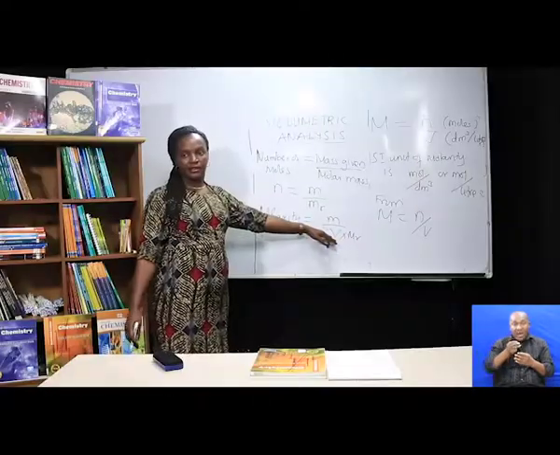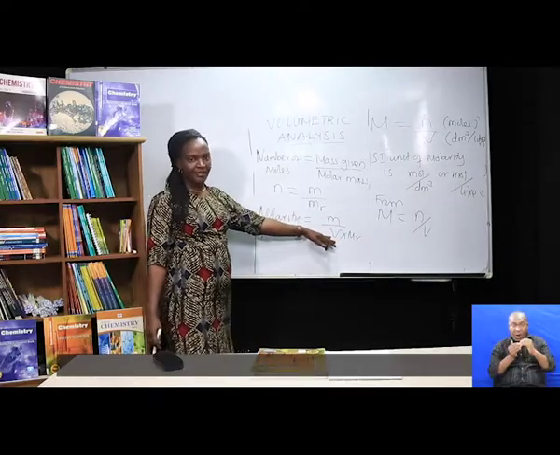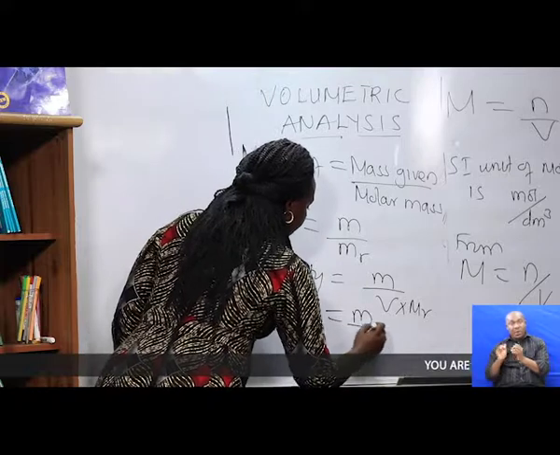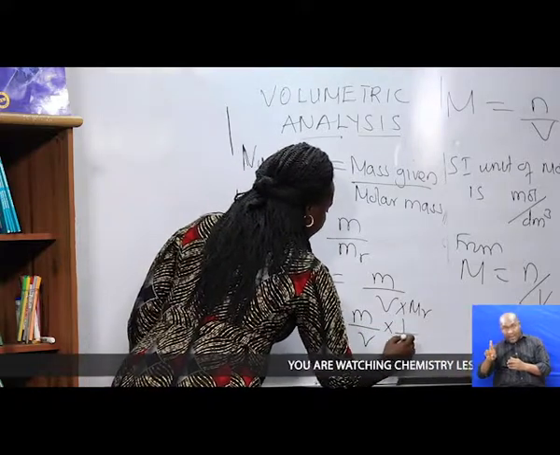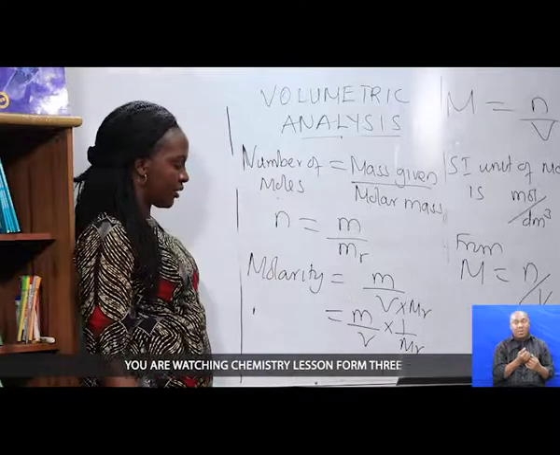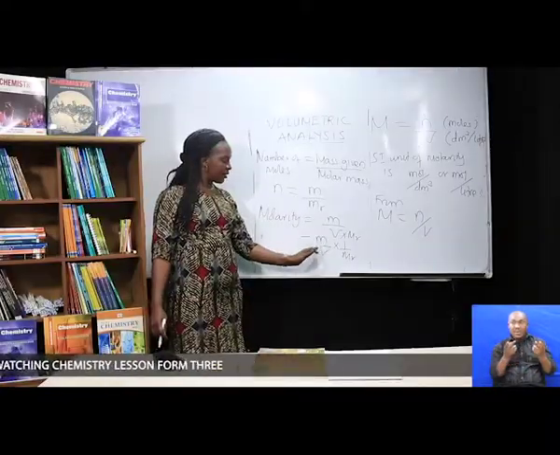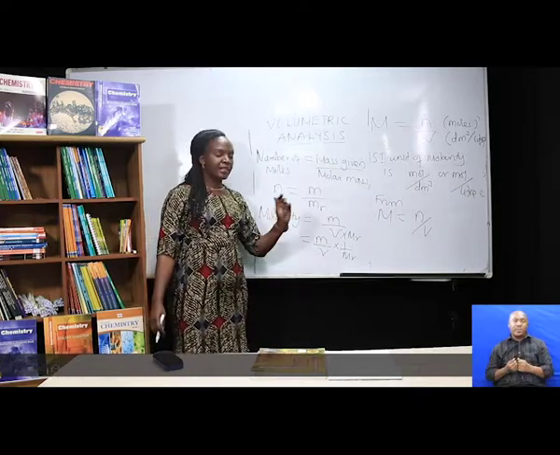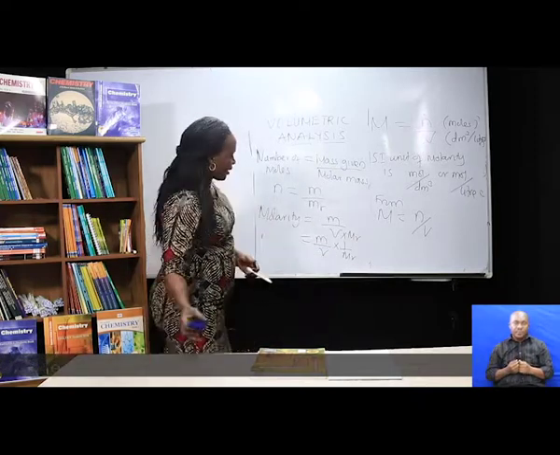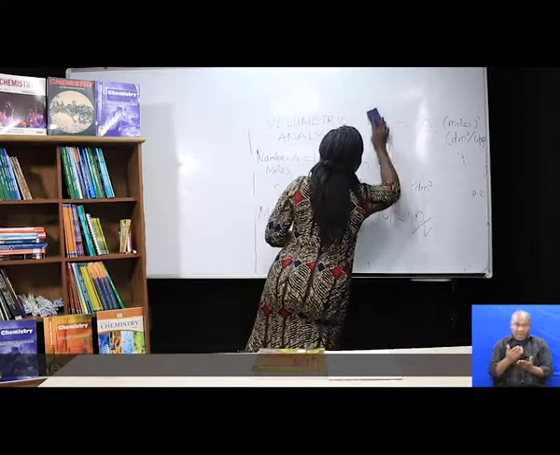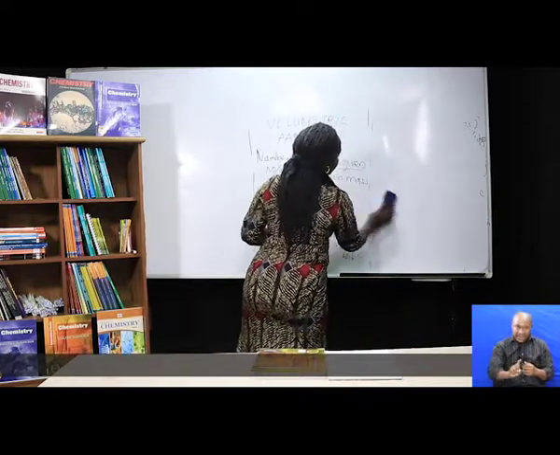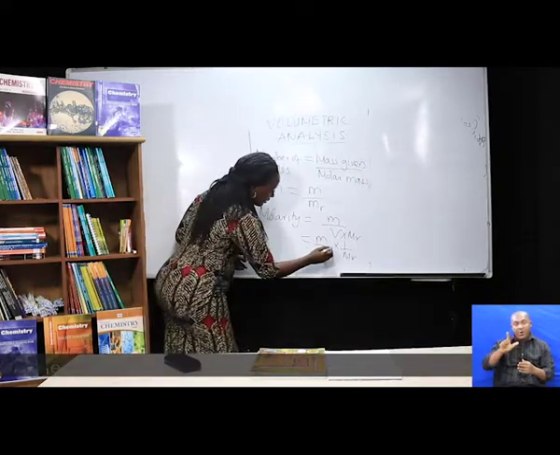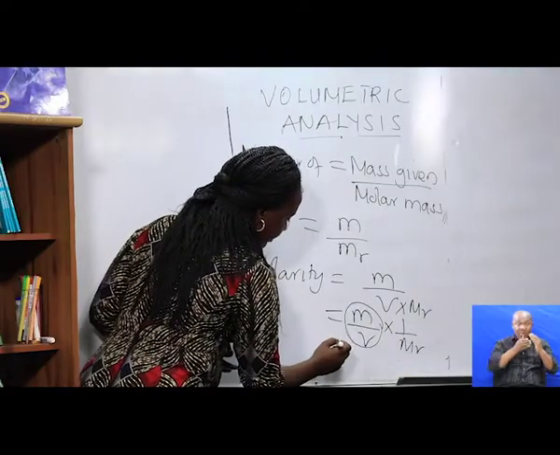I guess in mathematics this is correct. Therefore, mass over volume times 1 over M_r is still correct, because mass over volume times 1 over molar mass is the same as mass over volume times molar mass. Therefore, what is mass over volume? It is mass concentration. Mass over volume represents concentration.